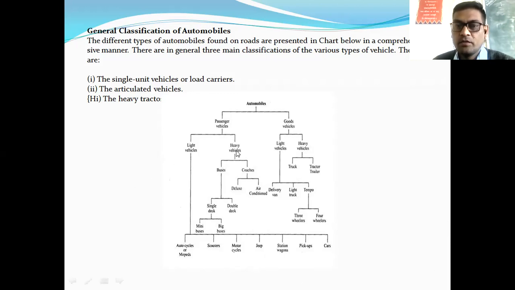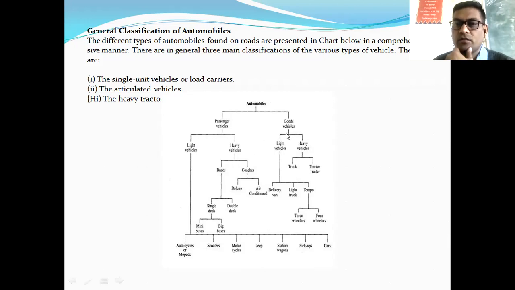On the other hand, we have heavy passenger vehicles. In heavy passenger vehicles, we have buses and coaches. In buses, we have either single deck or double deck, and in single deck, we have minibus and big buses. In coaches, we have either deluxe or air conditioned. So this is the list of passenger vehicles, which we have divided into two parts, light vehicles and heavy vehicles.